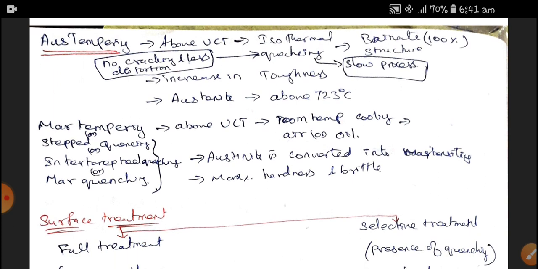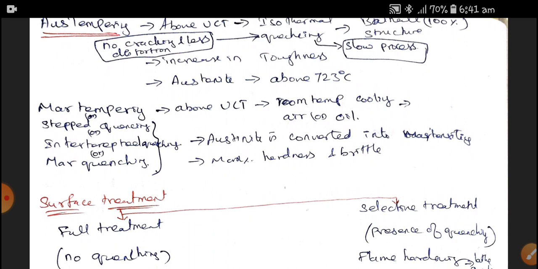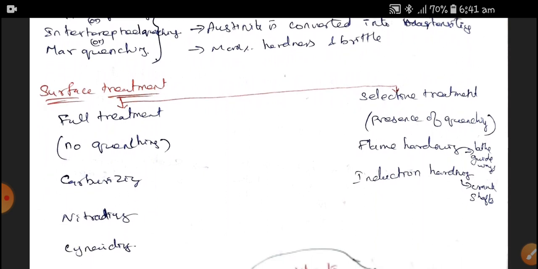So with this, the whole body heat treatment has been done. Next, we are going to discuss surface treatment. In surface treatment, we have two types: full surface treatment and selective treatment. In full surface treatment, we are not using the quenching process, whereas in selective treatment, we are using the quenching process. Quenching means sudden cooling.